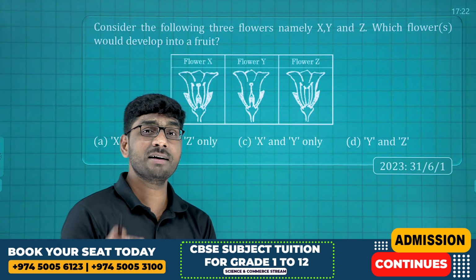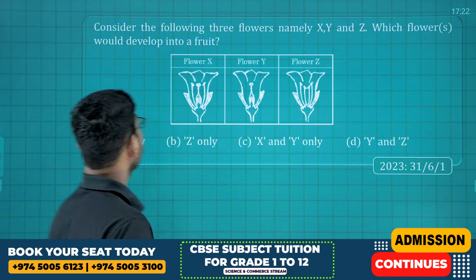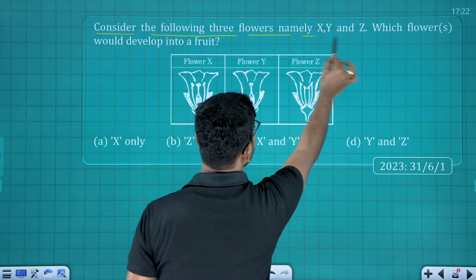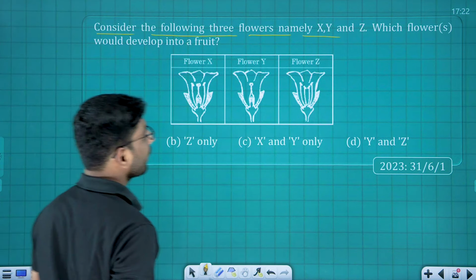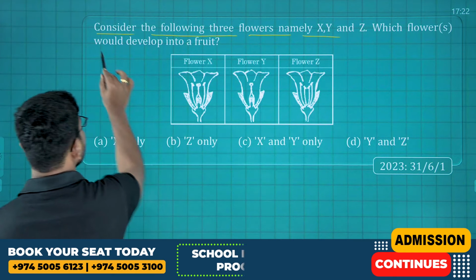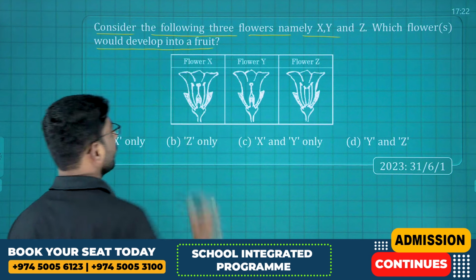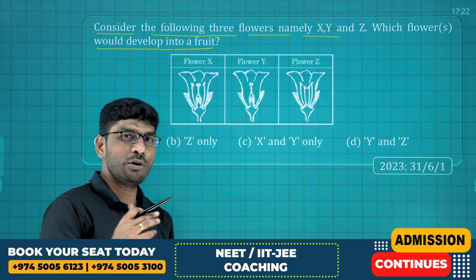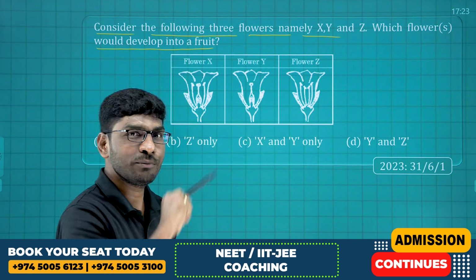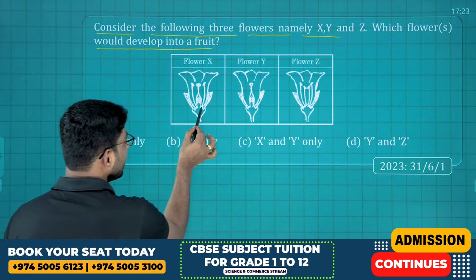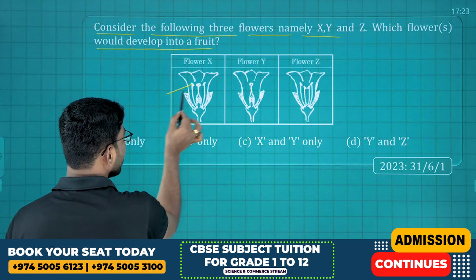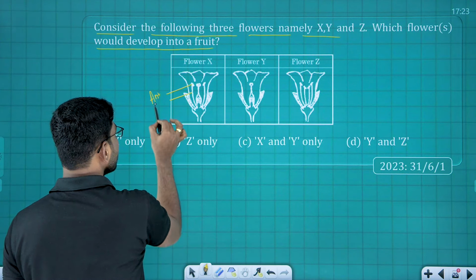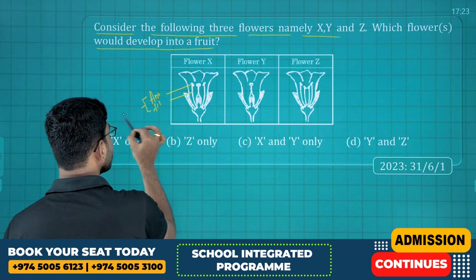2023 diagram based question. Carefully look here. Consider the following three flowers, namely X, Y and Z. Which flower would develop into fruit? Carefully look at the question. Look at the diagram once. In the diagram, in this one, stamen, look at your anther and the filament. Both are there. This is anther and this is filament. That means together they are called stamen.